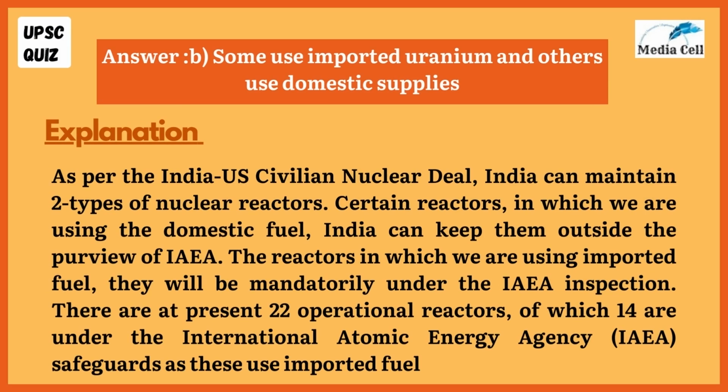As per the India-US Civil Nuclear Deal signed in 2008, India can maintain two types of nuclear reactors. Certain reactors in which we are using domestic fuel, India can keep them outside the purview of IAEA. However, the reactors in which we are using imported fuel, they will be mandatorily under the inspection of IAEA. There are at present 22 operational reactors, of which 14 are under the International Atomic Energy Agency safeguards, as these are using imported fuel.